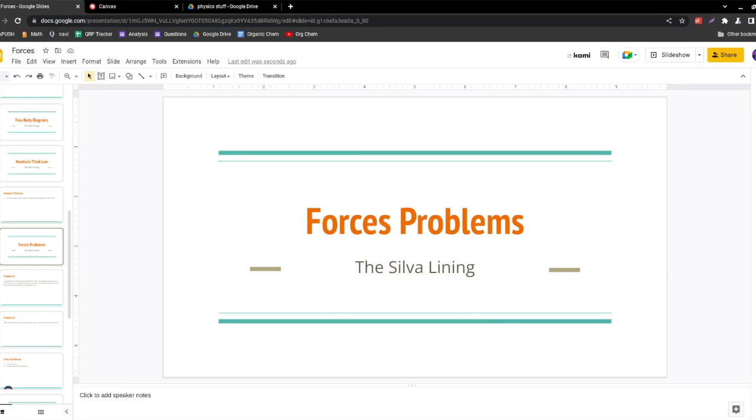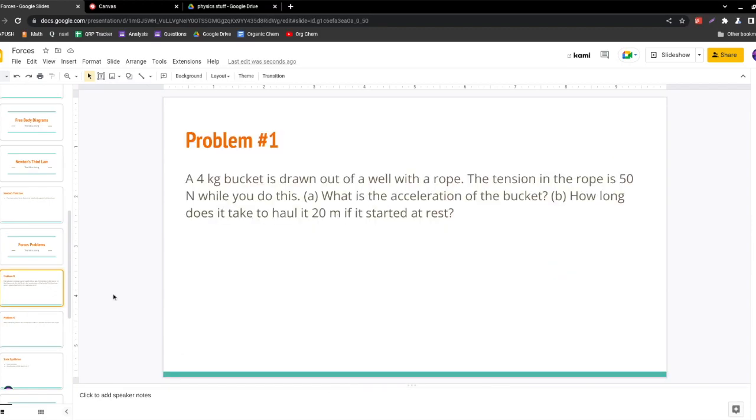So here are all the non-incline and non-friction forces problems. So we're going to begin with the first one. It says a 4-kilogram bucket is drawn out of a well with a rope. The tension in the rope is 50 newtons while you do this. A. What is the acceleration of the bucket? B. How long does it take to haul it 20 meters if it started at rest?